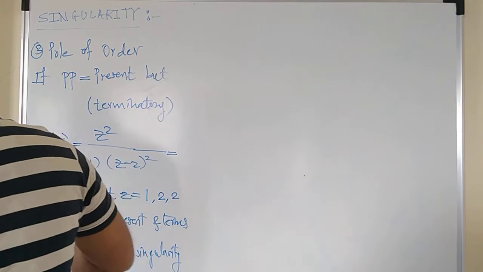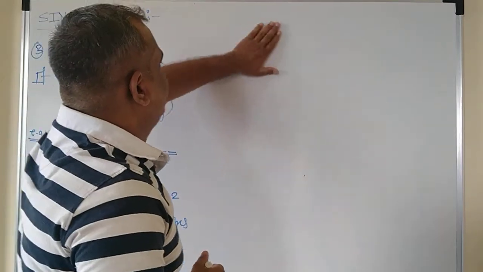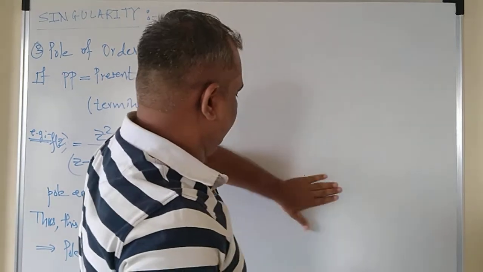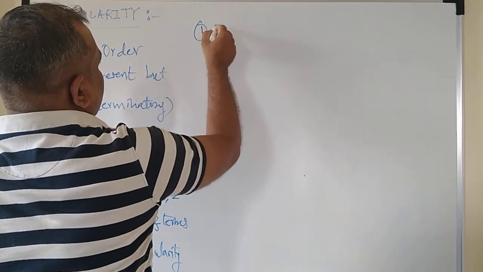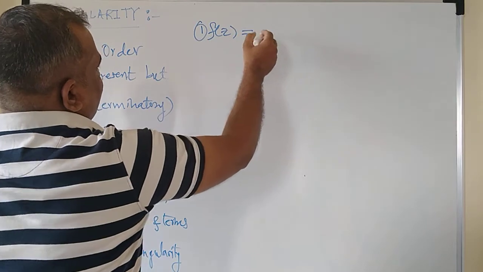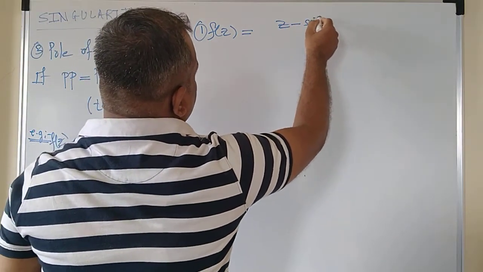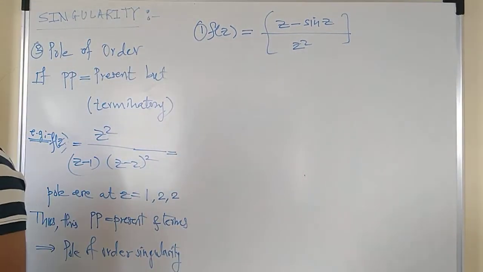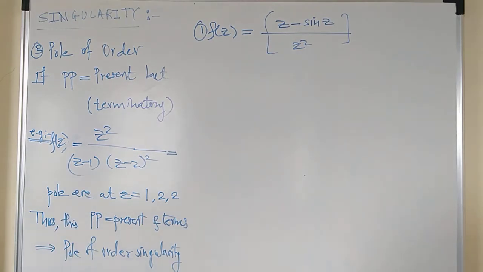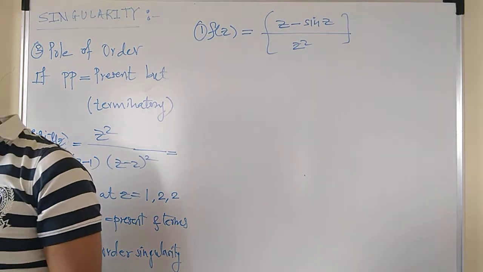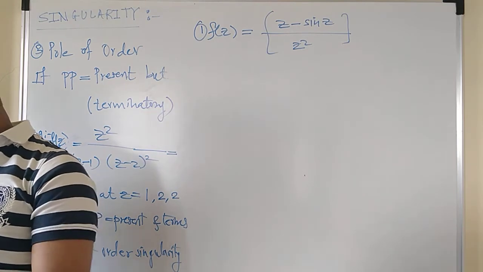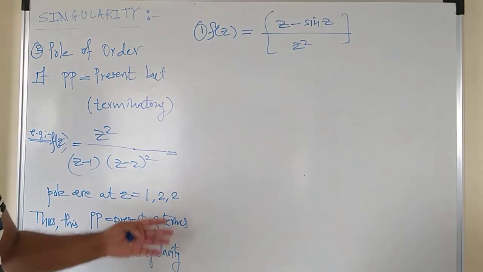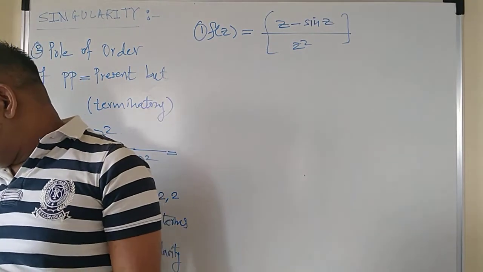The first problem is (z minus sin z) by z square. f(z) is equal to (z minus sin z) by z square. Find out the kind of singularity.